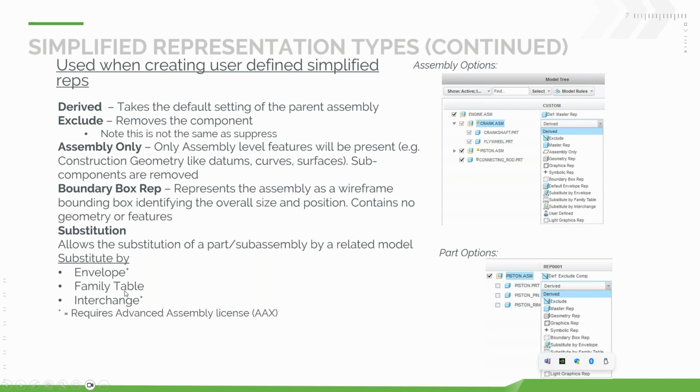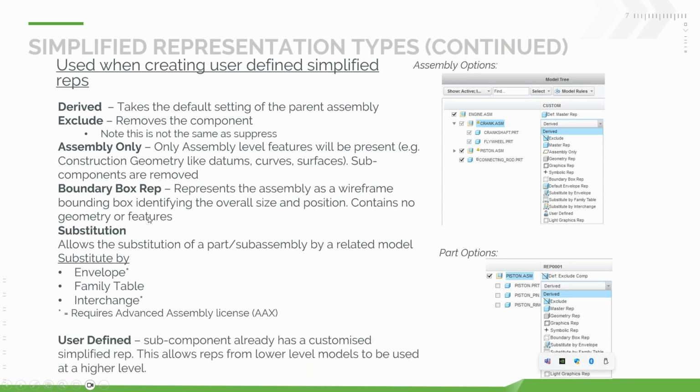In addition to doing the sub-level simplified reps, you do have these other options. Envelope does require the advanced assembly, but you can also use a family table and interchange. And interchange also requires advanced assembly. We will be talking about that interchange assembly in an upcoming webinar.